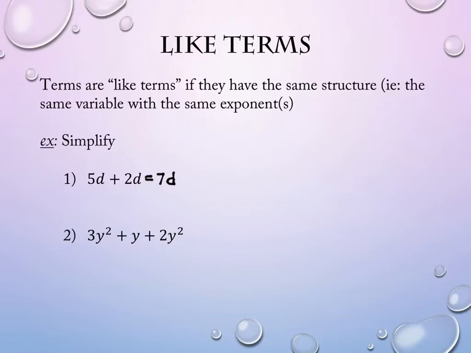Those are like terms. On number 2, they all have Y in them, but they are not all like terms. Which two are like terms? Yeah, 3y squared, 2y squared. What makes them different than the one in the middle that I didn't underline? The squared, right? So I cannot combine a y squared with a y.